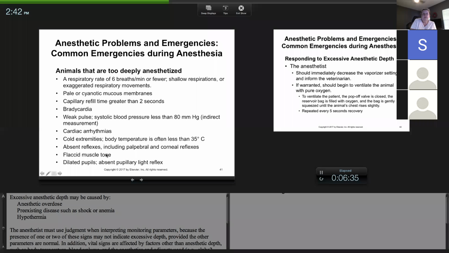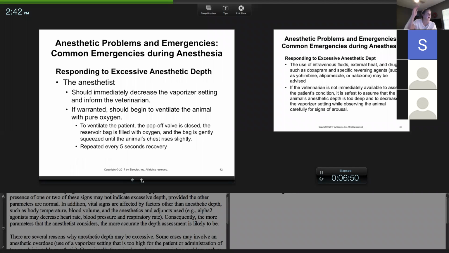Loose, flaccid means very loose. So loose jaw tone, pupils that look like saucers, very, very dilated. And then the pupillary light reflex is where you shine the light and look for pupil constriction. So if you're seeing a combination of those signs, what do I do?